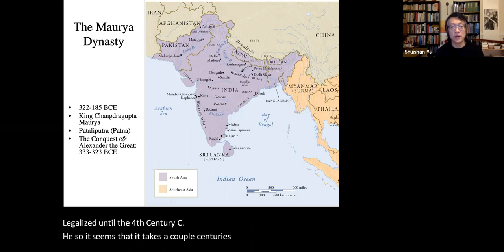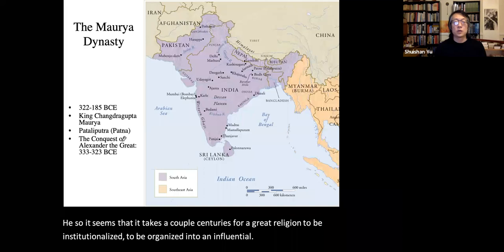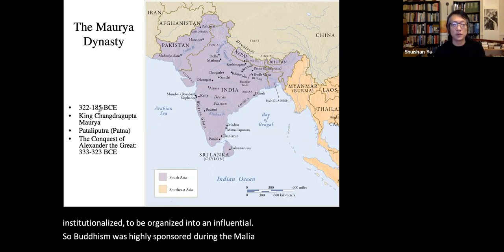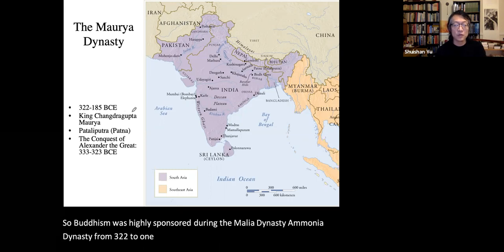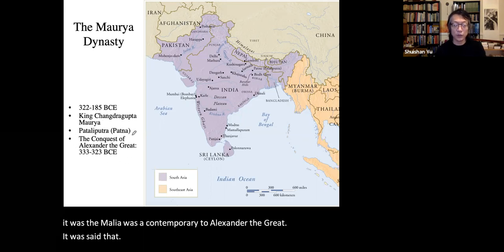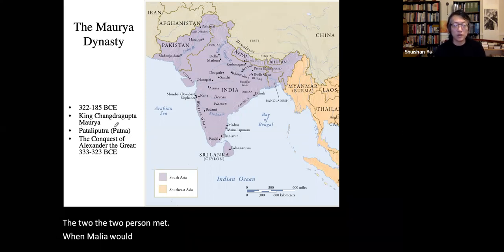for a great religion to be institutionalized, to be organized into an influential network. So Buddhism was highly sponsored during the Maurya dynasty. The Maurya dynasty from 322 to 185 BCE, founded by King Chandragupta Maurya, was a contemporary to Alexander the Great. It was said that the two met when Maurya was still a teenager.